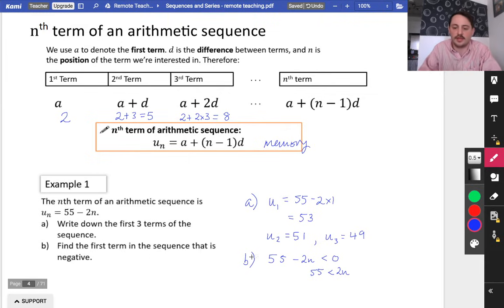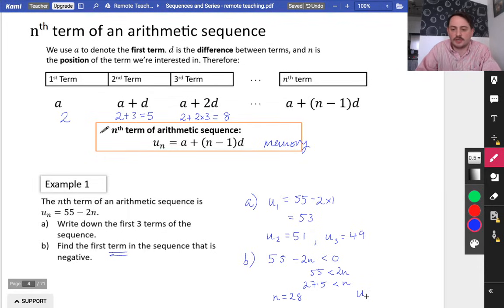I am being so lazy. So we have 27.5. We know that n has got to be greater than 27.5. So we can't say that n is 27.5 because it has to be a whole number. So we say that n has got to be equal to 28. It doesn't actually say what is the position where it's negative. It actually says what is the first term in the sequence that is negative.